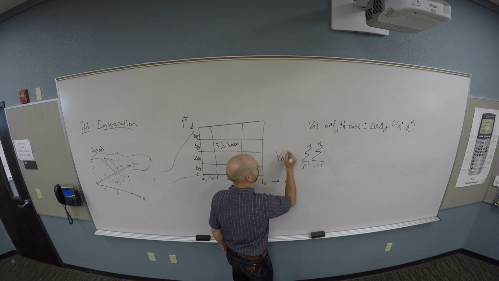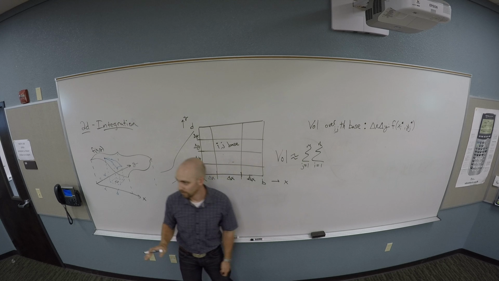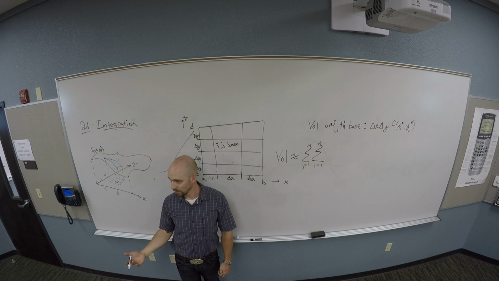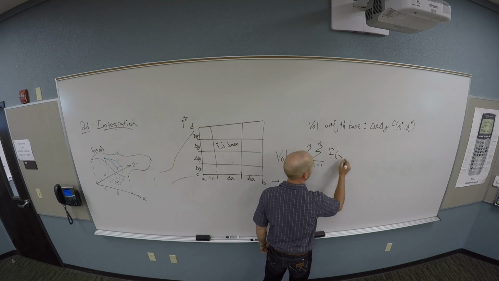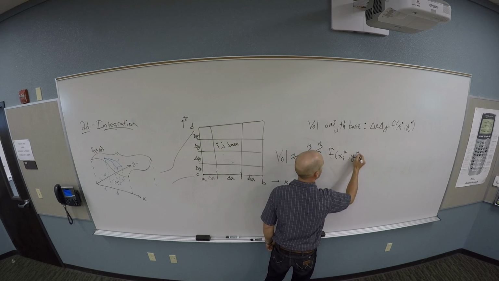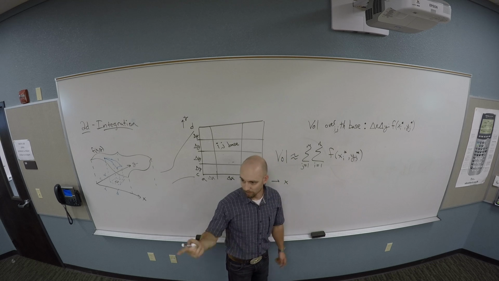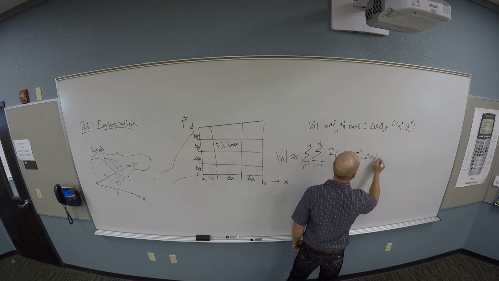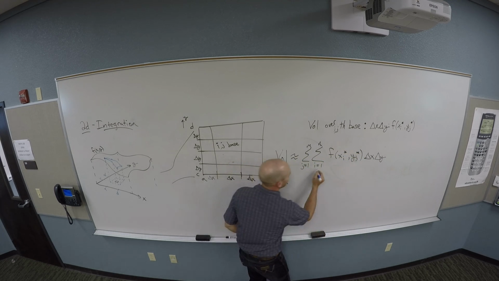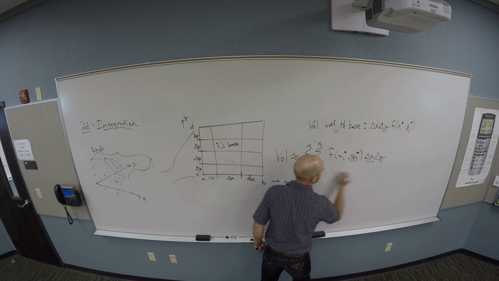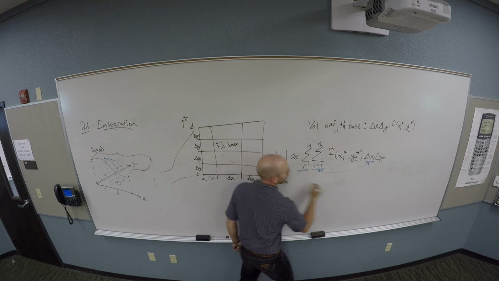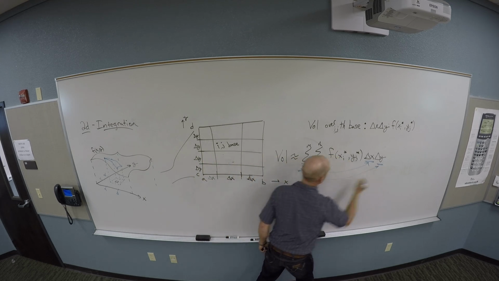So this should be the total volume. The total volume should be the double sum of f(x, y): f(x_i*, y_j*) times delta x delta y. And we should note that this one was the x's, those two go together. This one's the y's, those two go together.